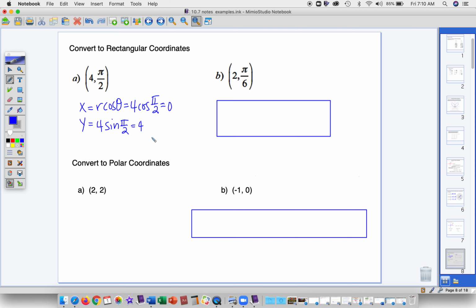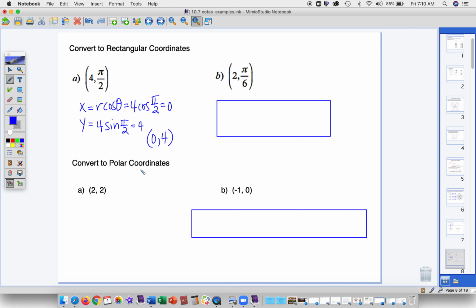So in rectangular form, the point would be 0, 4, which should make sense because if you think about the location of this point, we're going 4 radii out, and then we're rotating to pi over 2, which is directly above the pole. And if we put the rectangular grid on top of the polar grid, 0, 4 would also be right above the origin, right? 4 units out, or 4 radii above the pole.